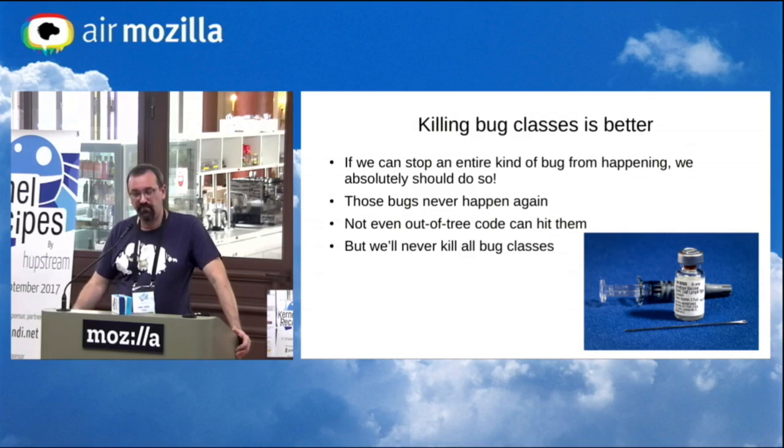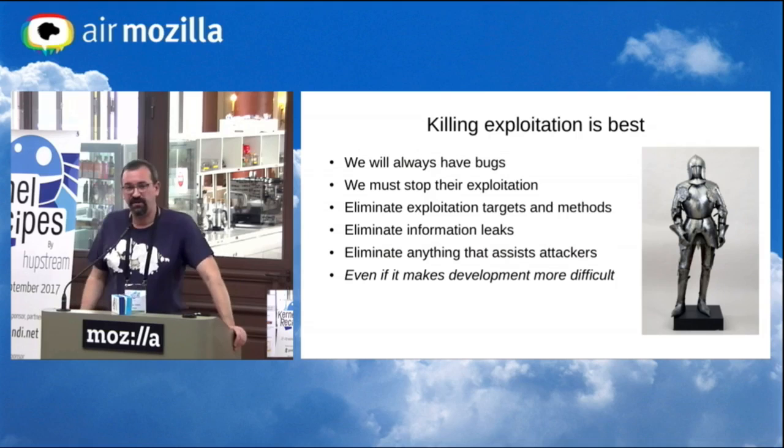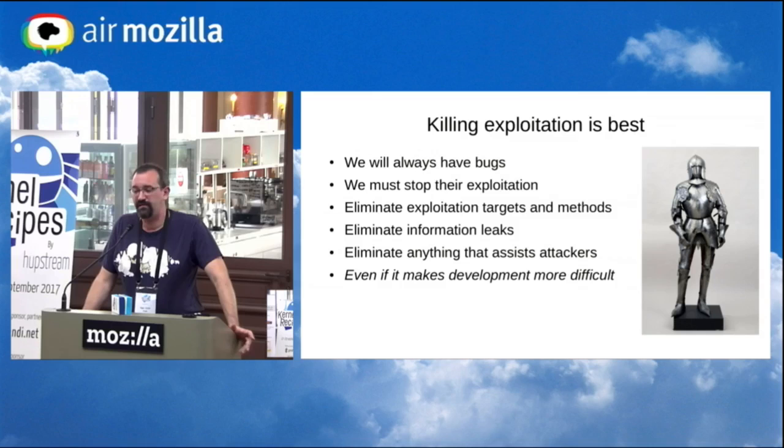Much like killing individual bugs, we'll also never kill all classes of bugs. But if we can shift our attention to killing bug classes, we'll be much more effective at killing bugs overall. Even better is killing exploitation methods. The infrastructure in the kernel is designed, sort of like the car running, to run and do what it needs to do. We can make changes to the internal layout of the kernel. We can change things in how the kernel does its job to make it less hospitable to an attacker.